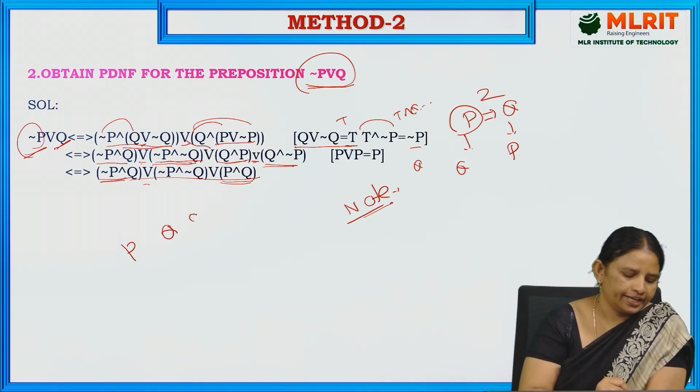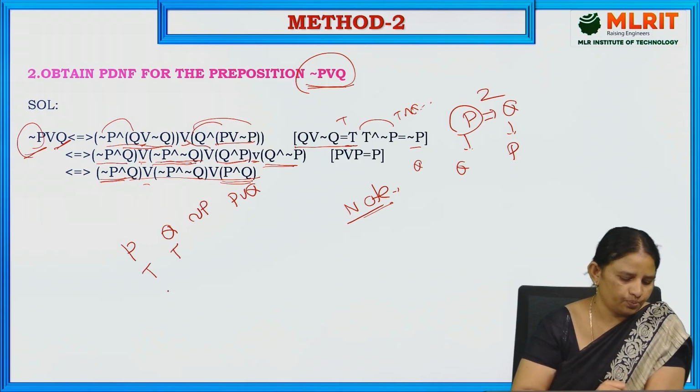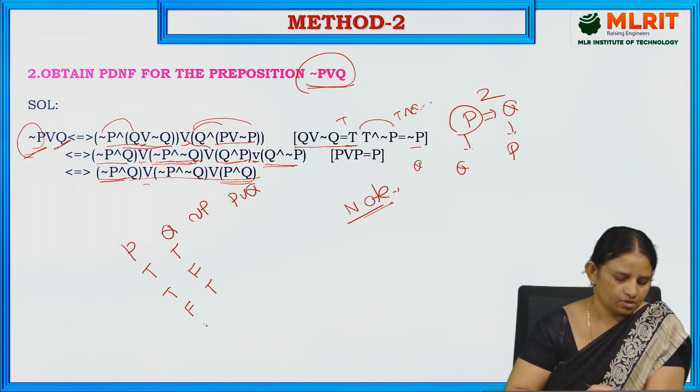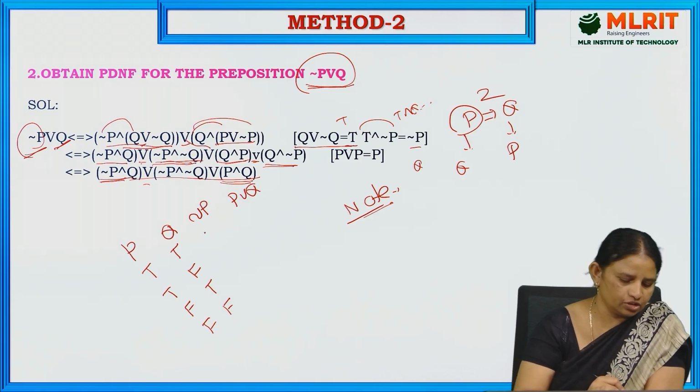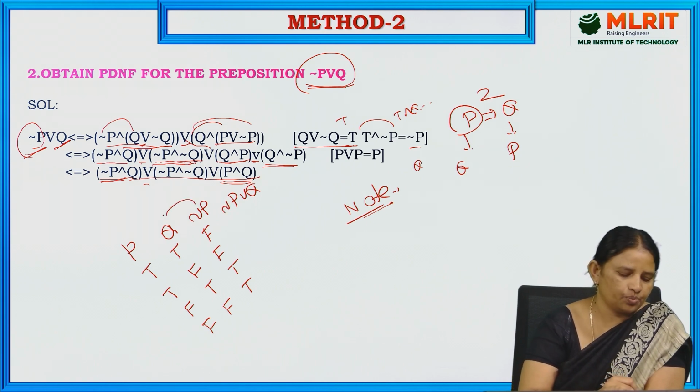Okay, negation P, P or Q. So what are the possible combinations? True, true. Then true, false, false, true, false, false. What does negation P mean? False, false, true, true. Take the negation P or Q: false, true is true.